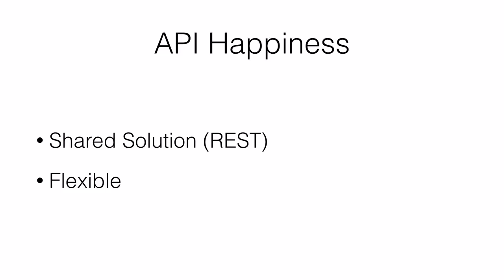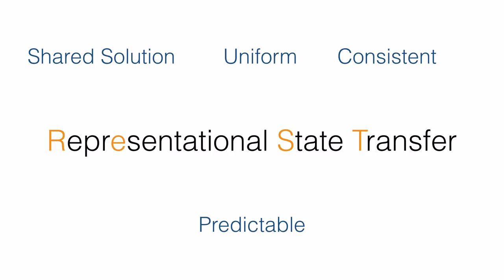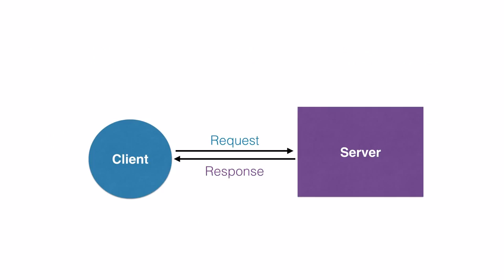To begin with, I want to talk about REST. We need a shared solution. We need something that's not new, something that other people have used. We don't want to create our own interface that people would have to learn. We need something that's uniform, consistent, and predictable. REST is a convention. It's called representational state transfer. It's a convention for how to build on the web. Basically, you've got your client-server architecture. This is the basis of the web, and REST puts some constraints on top of that.